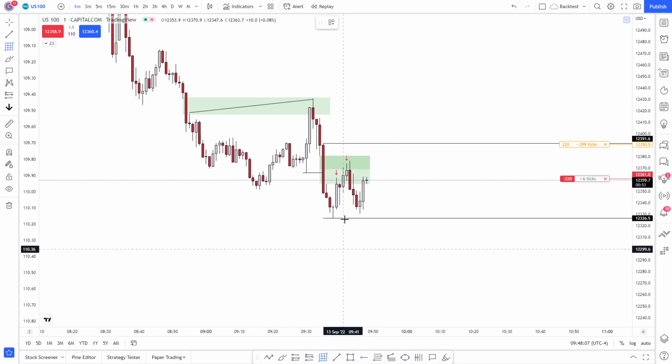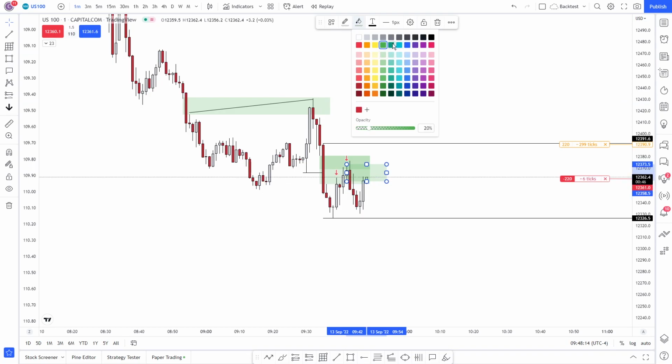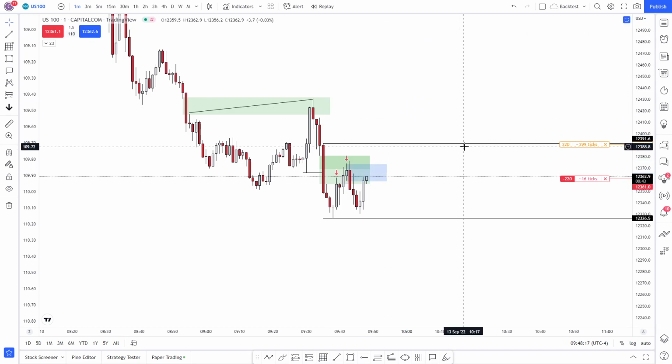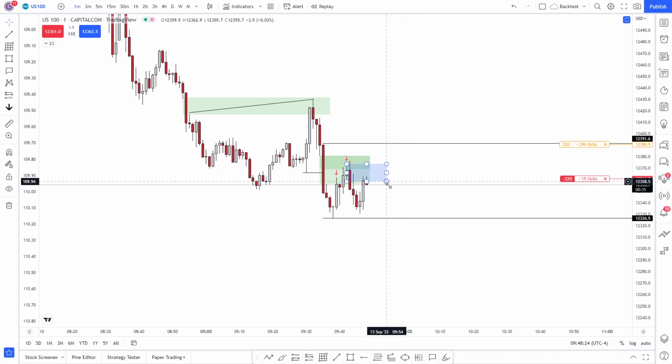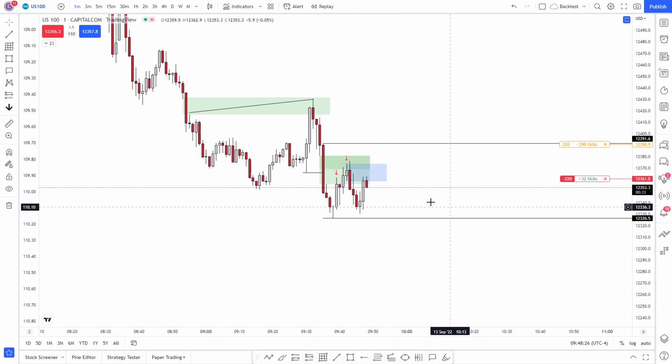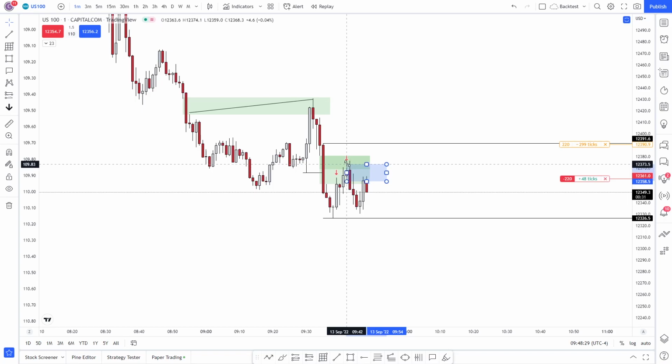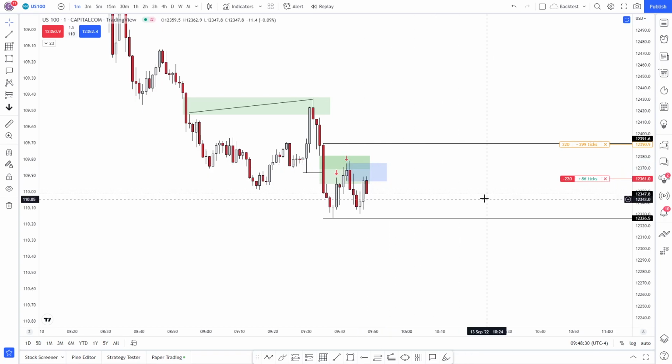But here we could say that we've come up into this order block. We haven't tapped the bodies of it, but we have tapped this order block, so that could be where price is just looking to seek.